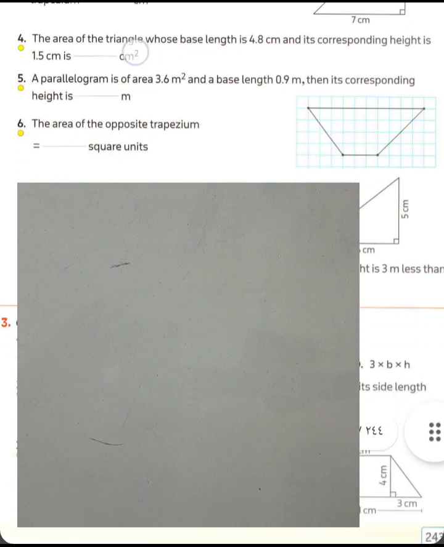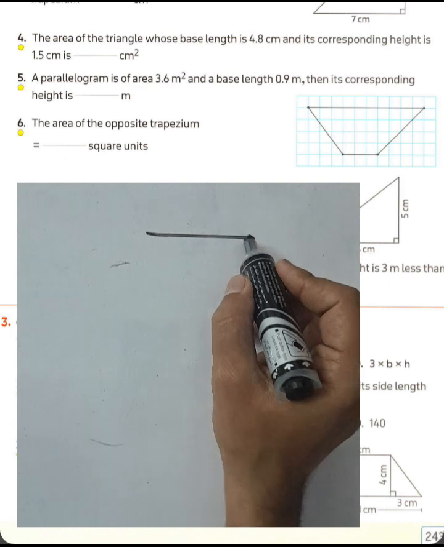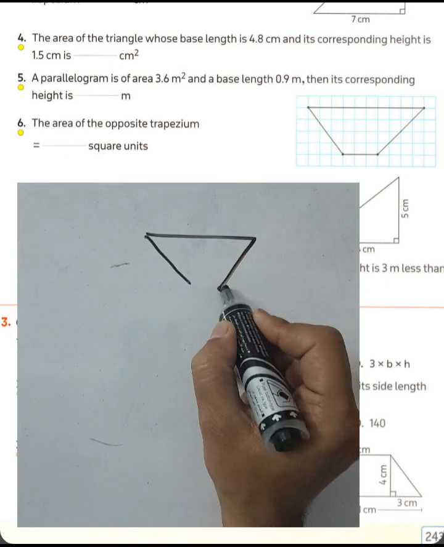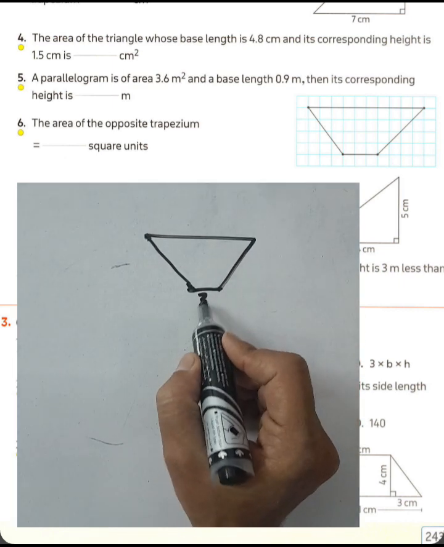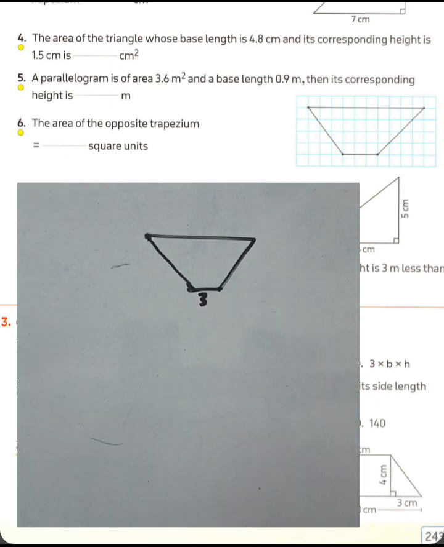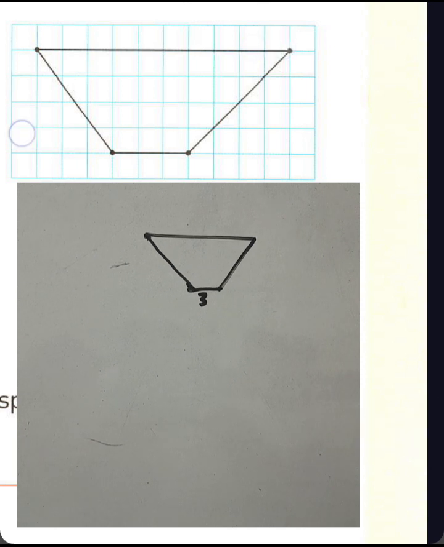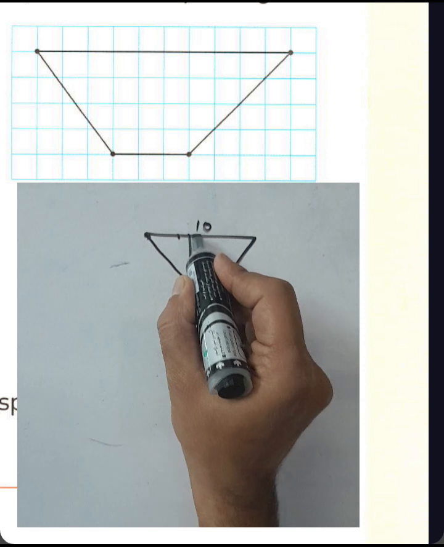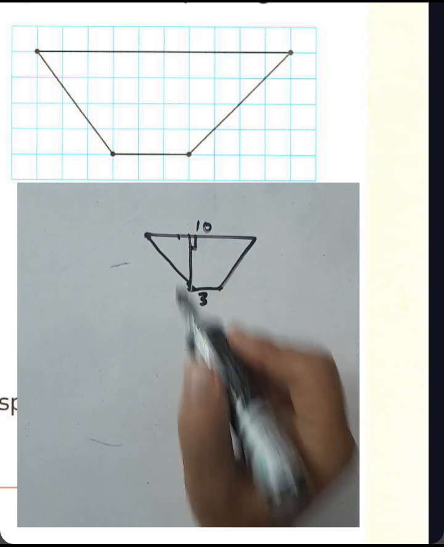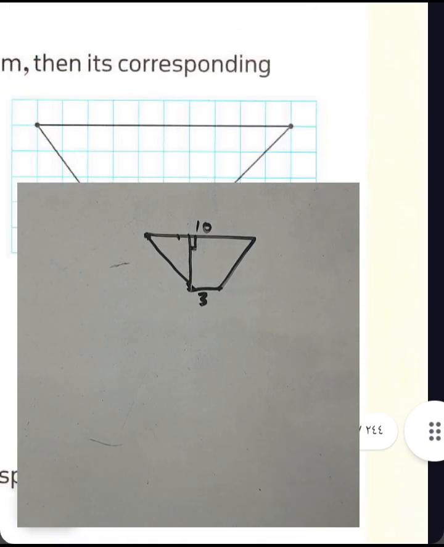Question number 6. The area of the opposite trapezium equals what? We have a trapezium, 2 bases, and a corresponding height. The first base here, count with me, 1, 2, 3. The smallest base was 3, and the greatest will be what? We can count how many units here in the greatest base. Count with me, 1, 2, 3, 4, 5, 6, 7, 8, 9, 10. Then the greatest base was 10, and the corresponding height, count with me, 1, 2, 3, 4. Okay, we have here 4.